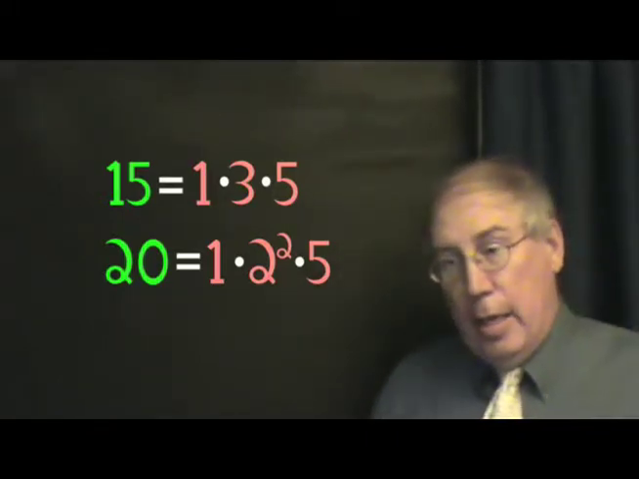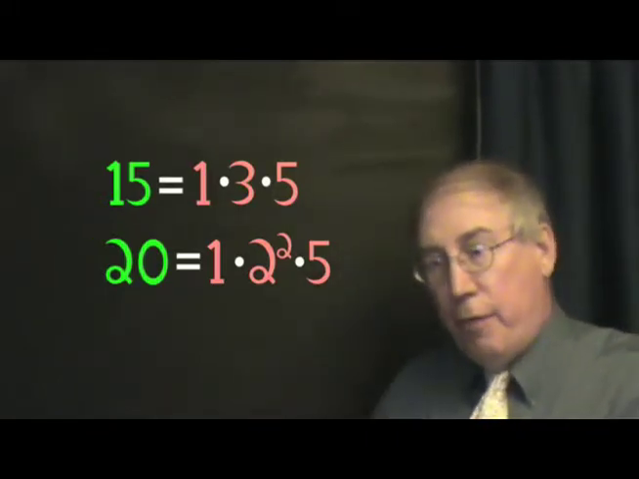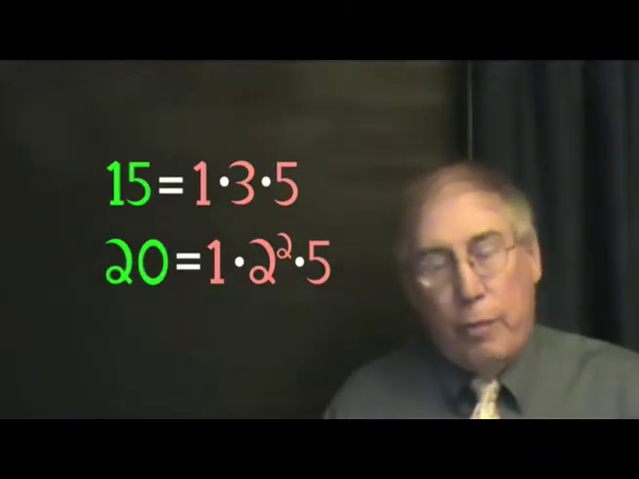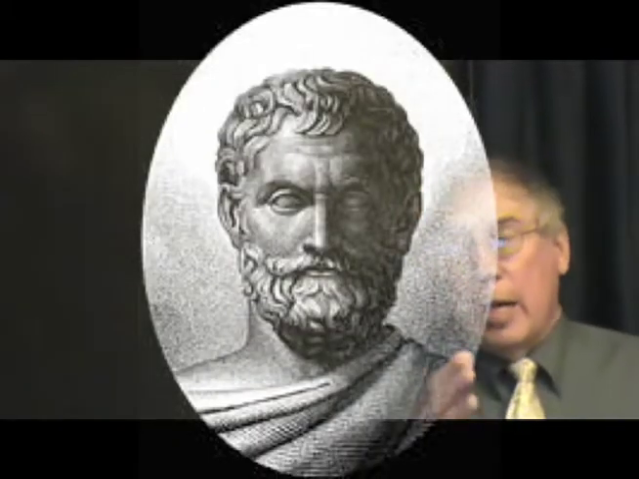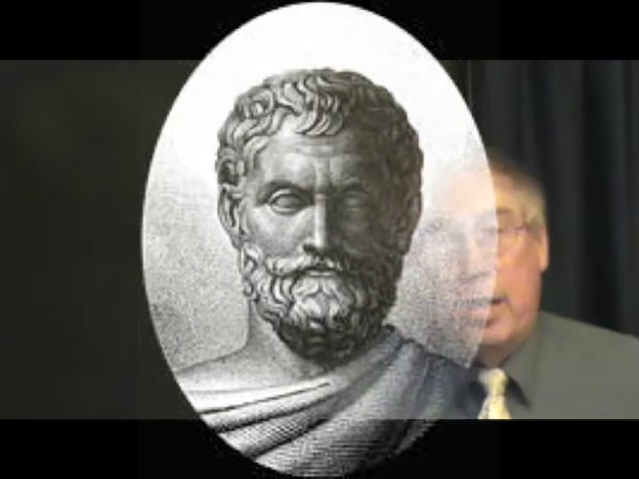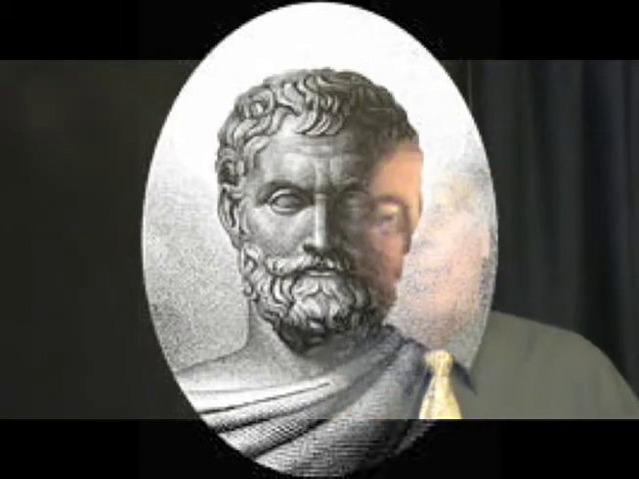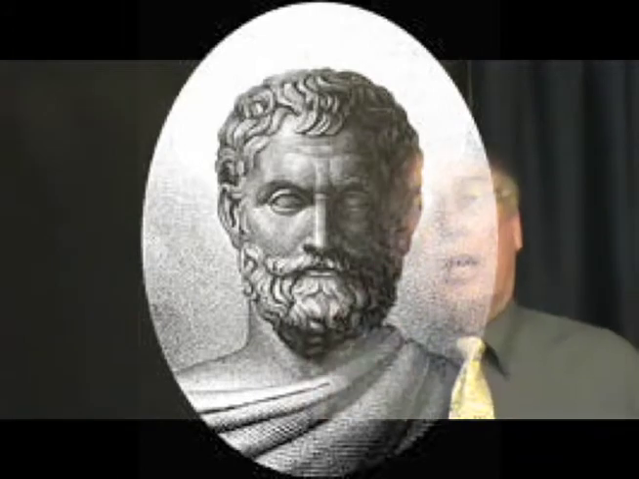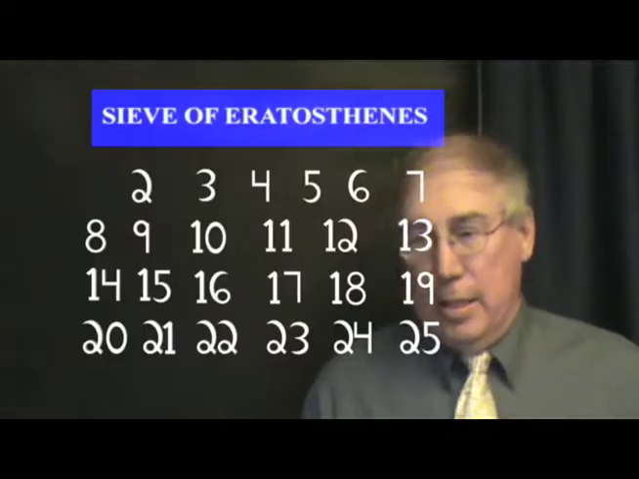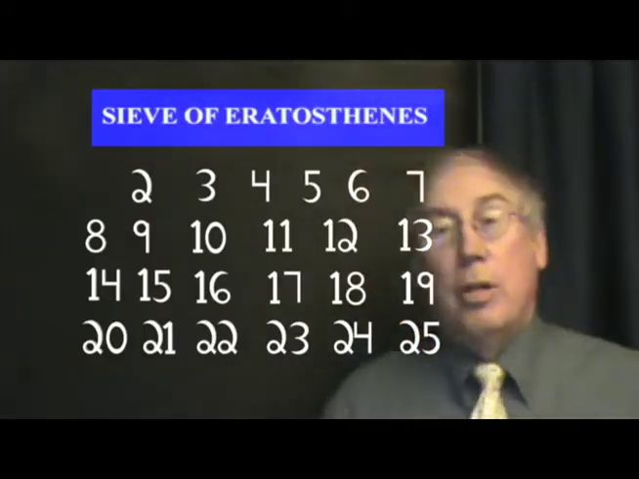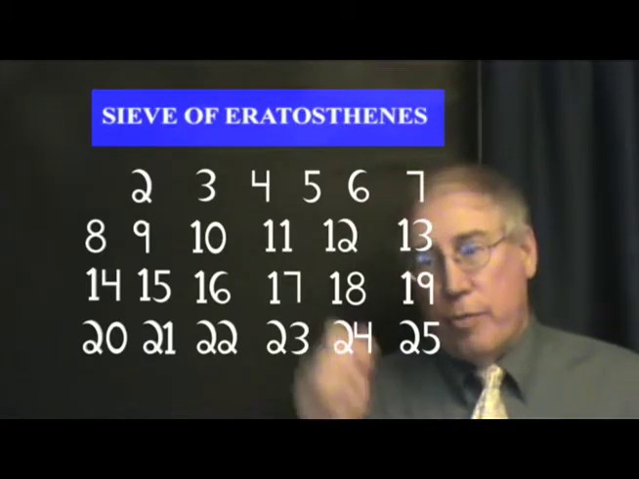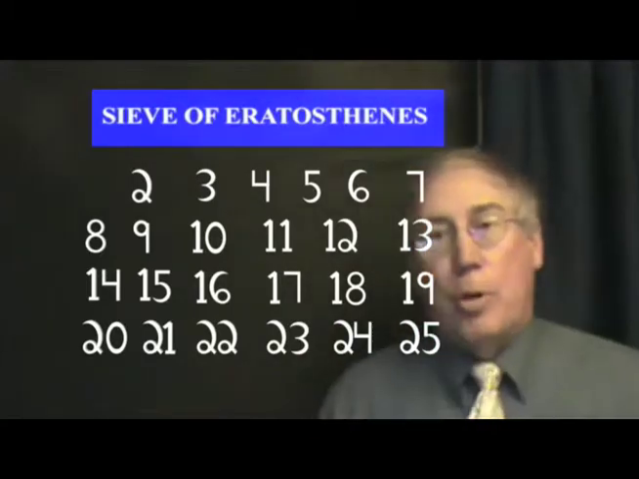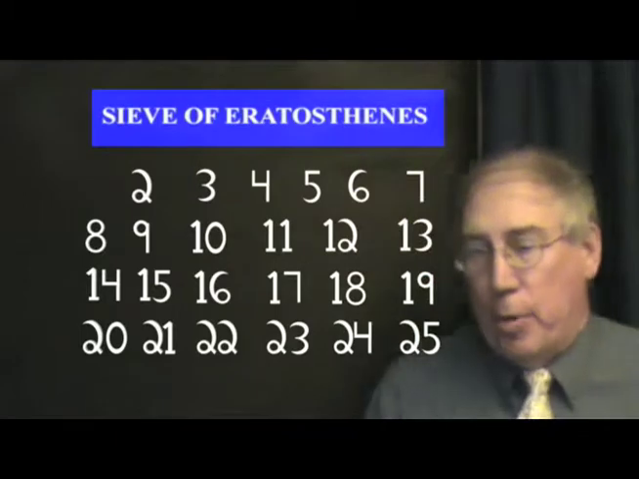20 has 2 squared and 5. The 2 and the 5 are prime. Now, there's a guy named Eratosthenes, in about 200 BC, who came up with what's called the sieve of Eratosthenes. And let's suppose that we wanted to find all the prime numbers from 1 to 25. I'm just going to drop off 1 because it's not prime.